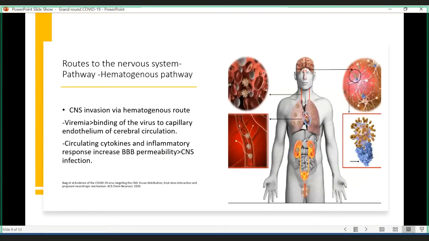The hematogenous pathway is another pathway by which the virus could reach the CNS. It was found that the ACE2 receptor is also present on the endothelial cells of blood vessels, including the blood vessels in the CNS. With inflammation and cytokines, that could cause vasodilatation and increase permeability of the blood-brain barrier, making it possible for the virus to enter the CNS.